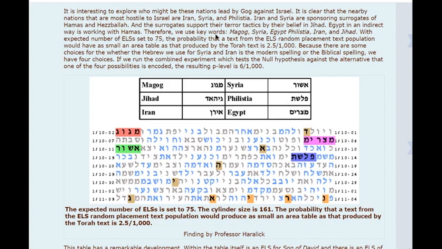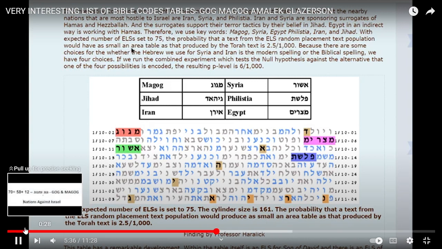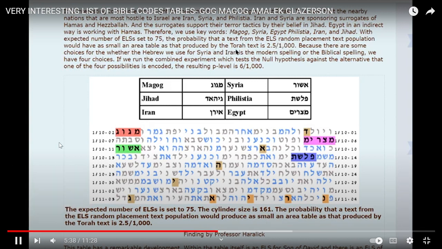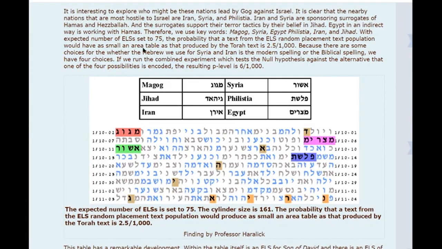Therefore, we use the keywords Magog, Syria, Egypt, Philistia, Iran, and jihad, with the expected number of ELS set to 75. The probability that a text from the ELS random placement text population would have as small an area table as that produced by the Torah text is 2.5 in 1,000, because there are some choices for whether the Hebrew we use for Syria and Iran is a modern spelling or the biblical spelling.